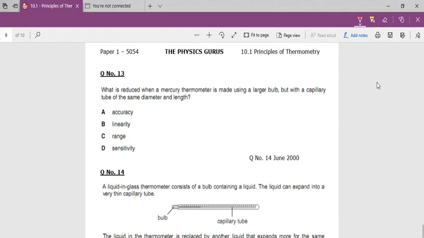What is reduced when the mercury thermometer is made using a large bulb, but with a capillary tube of the same diameter? There is no change in the capillary tube. So large bulb always increases the sensitivity. He is saying that reduced. Which thing will be reduced? Accuracy is not reduced. Sensitivity is not reduced. Linearity means that the temperature will increase with the same distance. For example, 1 centimeter gives you a rise of 1 millimeter, 2 centimeter gives you a rise of 4 millimeter. So only the range will be affected in this question.